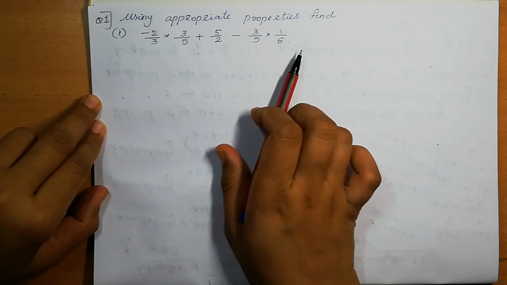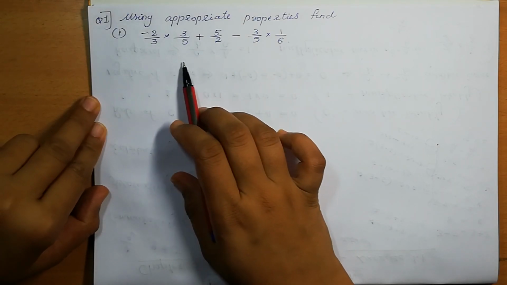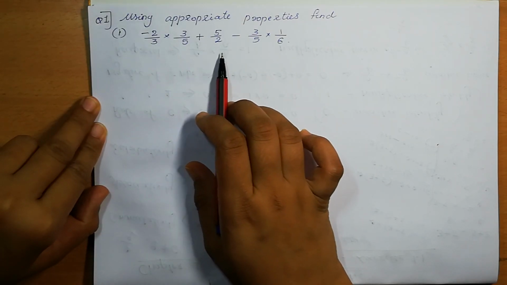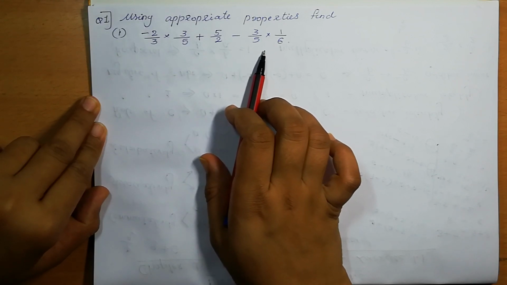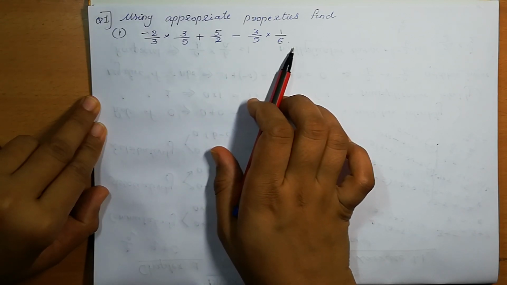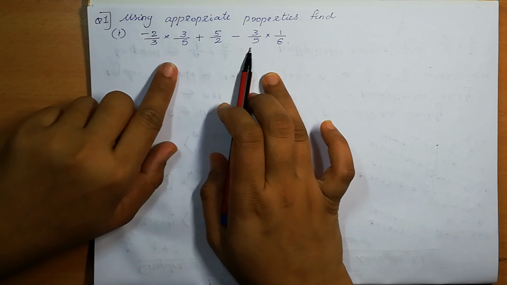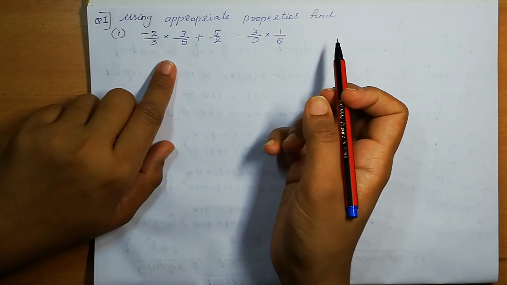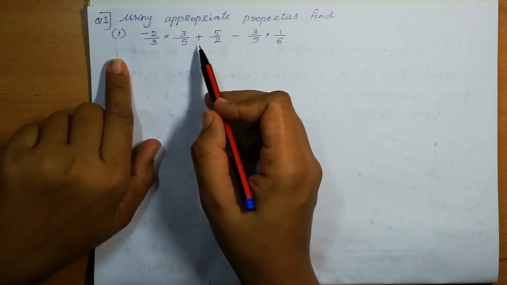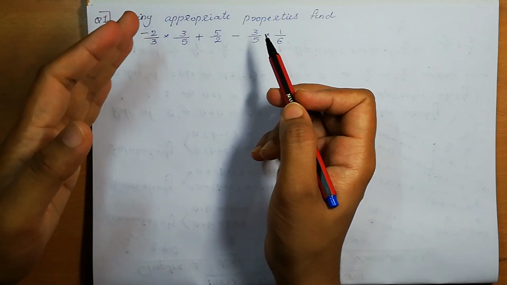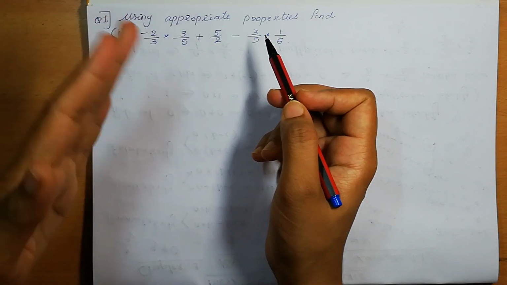Using appropriate properties, find minus 2 by 3 into 3 by 5 plus 5 by 2 minus 3 by 5 into 1 by 6. Here we need to solve using property. First we can identify how many terms are here. We can identify terms by separating with the plus or minus; those are the terms.